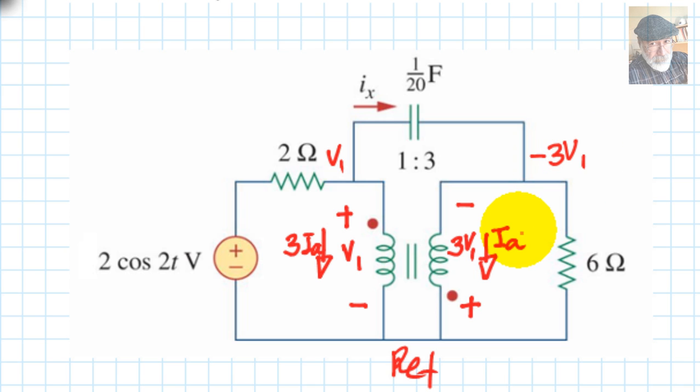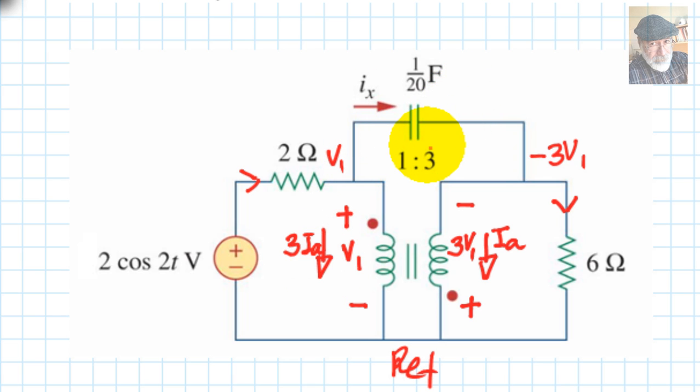Ready for KCL branch currents. I will assume this current is flowing like that. This is given, and this is given. You know, it's arbitrary, that choice. And we're ready to write KCL equations for this node on the left. Currents leaving: 3 times IA, and Ix on the top.